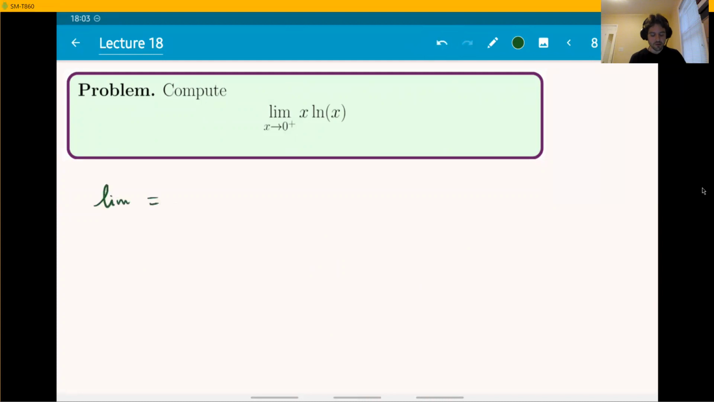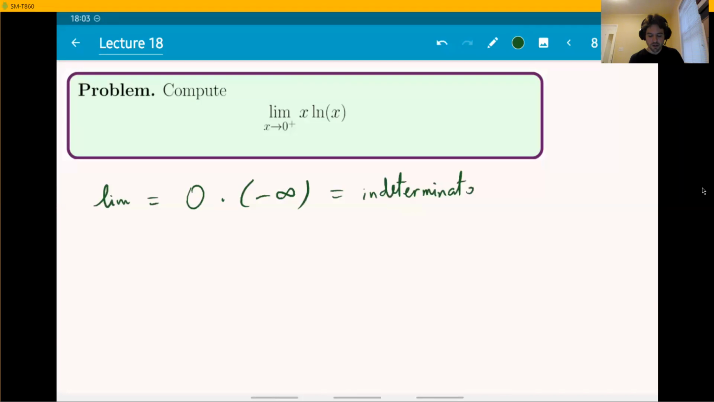So as x goes to 0, this first function, x, is going to 0. What happens to ln x? We've talked about this earlier. It goes to minus infinity. This is an indeterminate form, 0 times infinity. This could be anything.